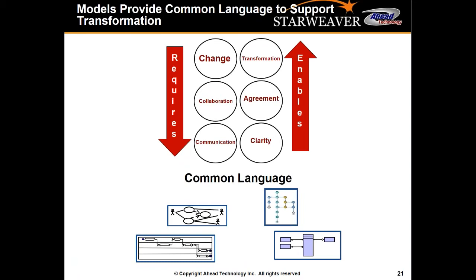Again, going back to the discussion on the artifacts, change requires collaboration and requires communication. And we need to have that common language that everybody understands. That common language is going to provide you clarity, the ability to align and to agree, and eventually the ability to transform to the desired state.